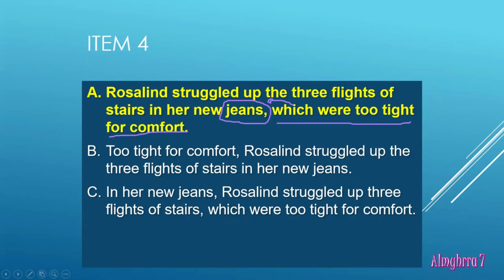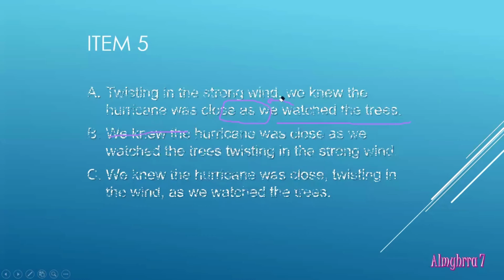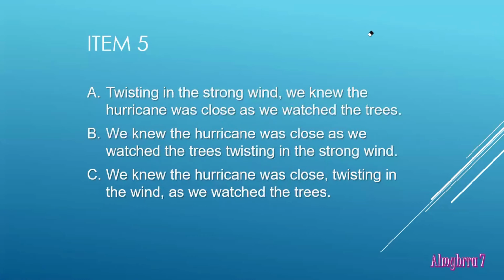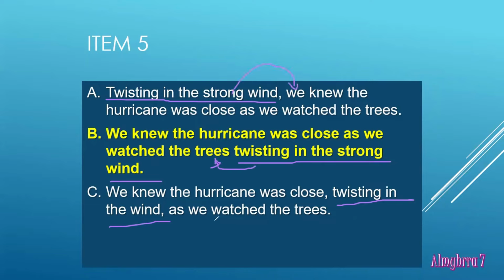And how about number 5? Number 5, which one is correct? Letter B. What is your word modified? Twisting in the strong wind. And then we have here twisting in the wind. One refers to trees, and this one refers to wind. If you notice, it refers to trees. That's why it's the correct answer.